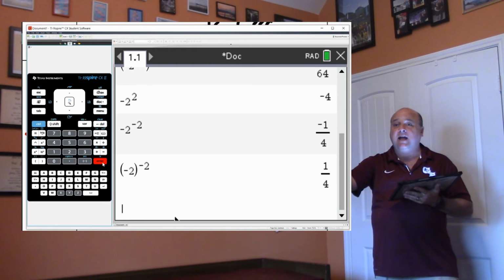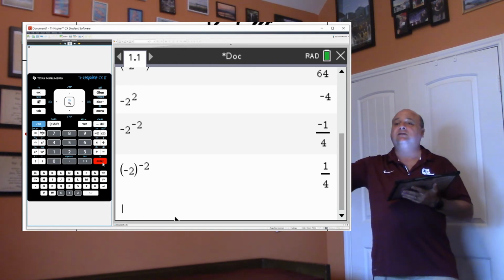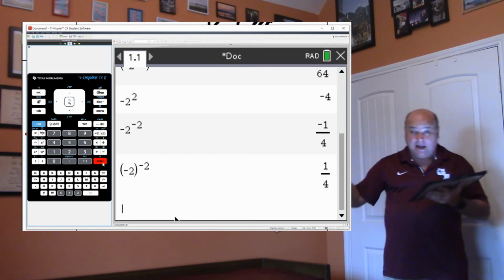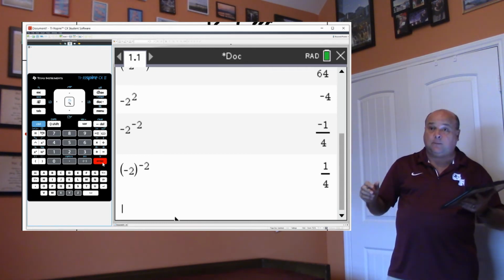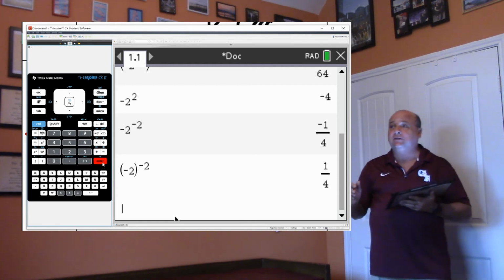So this is really, really tricky when they put a negative symbol in there with that exponent. If the negative is not in the parentheses, it drops. If the negative's in the parentheses, it gets the exponent. That is a huge concept. You got to click on that. You're going to miss that sign more than anything else in this.